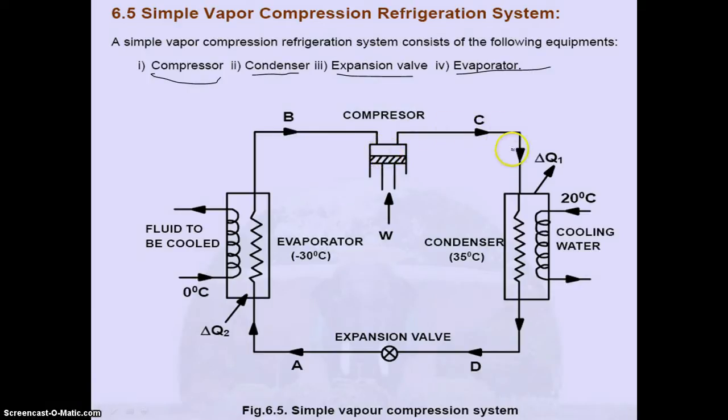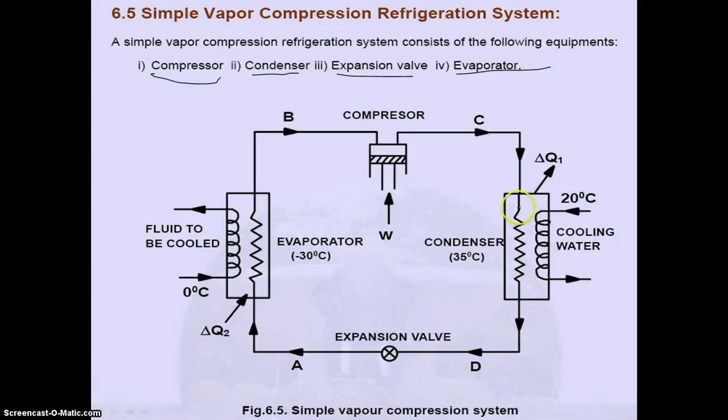This high pressure vapor is supplied to a condenser. Normally condenser is used to convert vapor to liquid by removing heat with the aid of some cooling water or some other device. So here enters the vapor, high pressure vapor. Then the cooling water is circulated in another circuit. This cooling water takes away the heat from the refrigerant vapor.